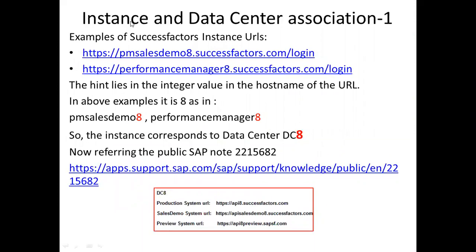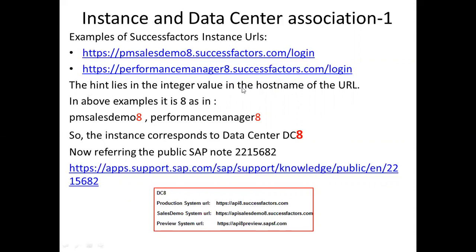Now, how to associate the data center URL to the instance? So the examples of SuccessFactors instance URL. So that is the SuccessFactors application URLs. For example, let's say if it is https://pmsalesdemo8.successfactors.com/login, or if it is https://performancemanager8.successfactors.com/login. So for these application URLs, what would be the specific data center?